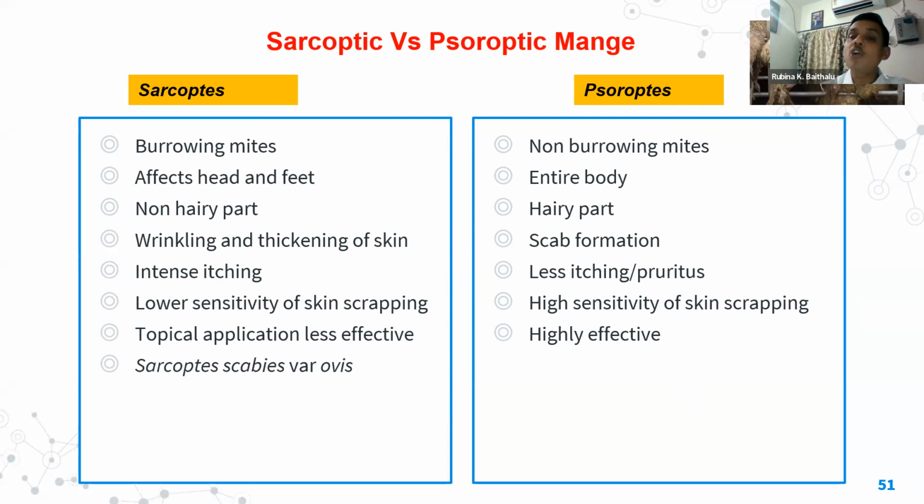Whereas Psoroptes are non-boring mites that can affect the entire body, and they prefer to attack the hairy part of the body. Compared to Sarcoptes, which form wrinkling and thickening of skin, Psoroptes form scabs. A yellow crust will form outside the body. There will be less itching and pruritus. Here, topical application is very effective in case of Psoroptes.